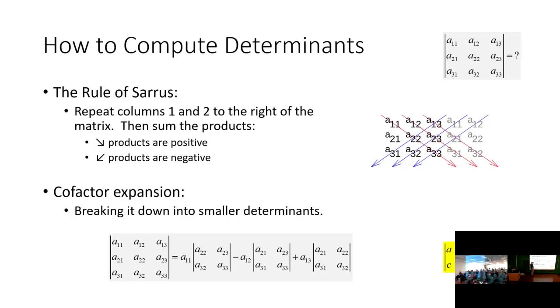So the one on the bottom is you basically expand across the first row. You take this term, knock out the rows and columns, and take the determinant of this, and then subtract this term, knock out the rows and columns, and take the determinant of that. And then this term, knock out the rows and columns, and take the determinant of this.